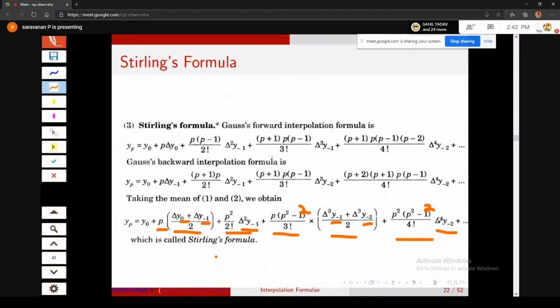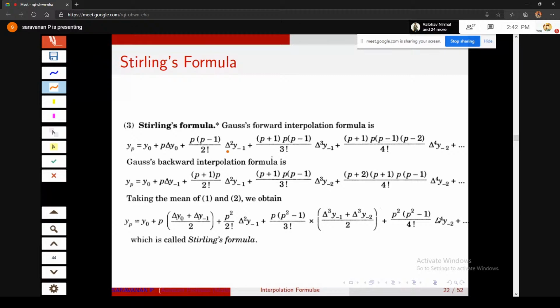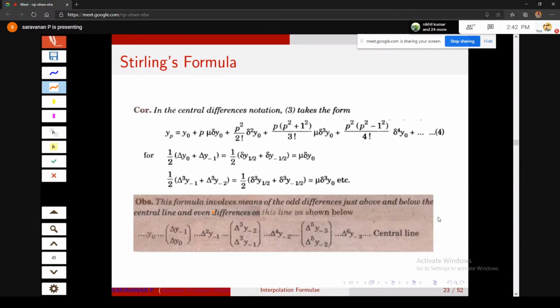So remember this formula. The same formula we can convert in terms of central differences, that is, the small delta notation also. That is the next slide. If I convert it like this, this is the way. First consider this portion: delta y0 plus delta y minus 1 by 2.